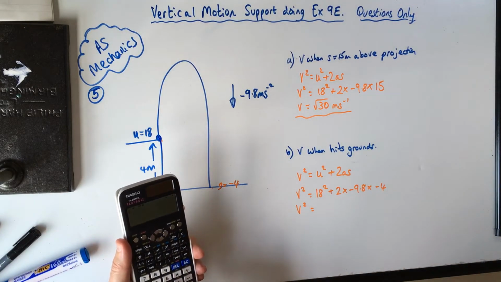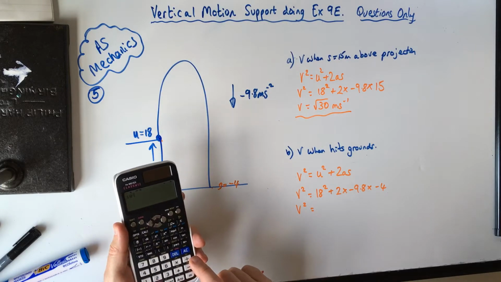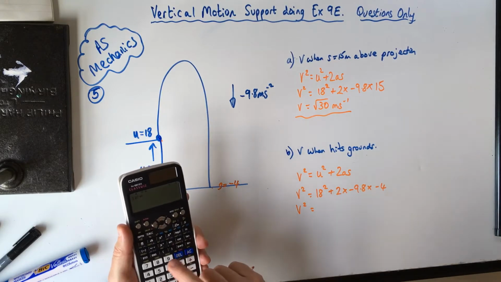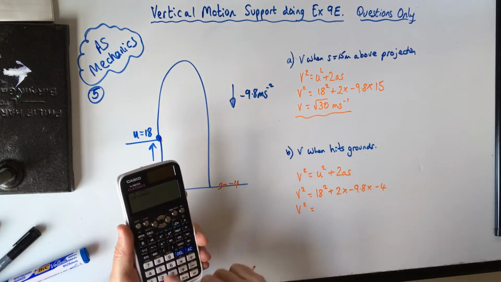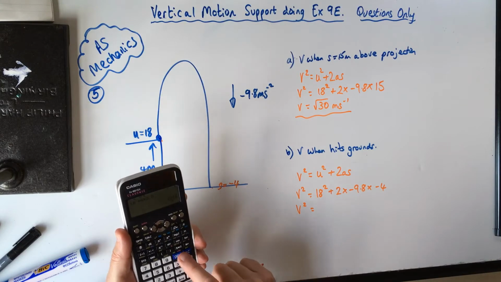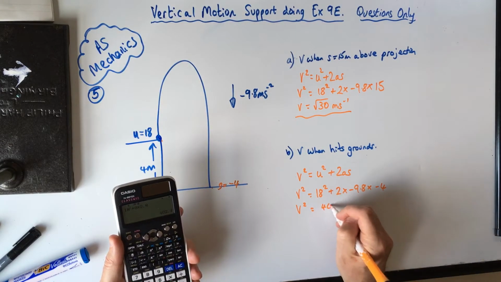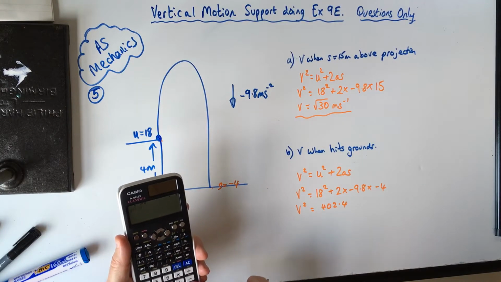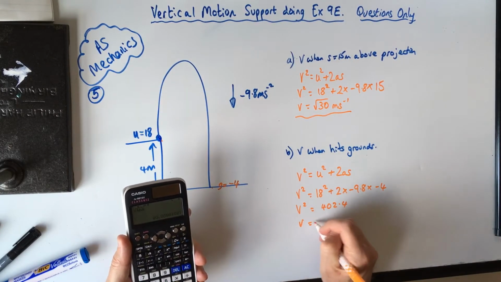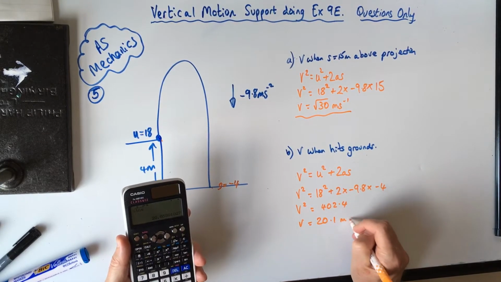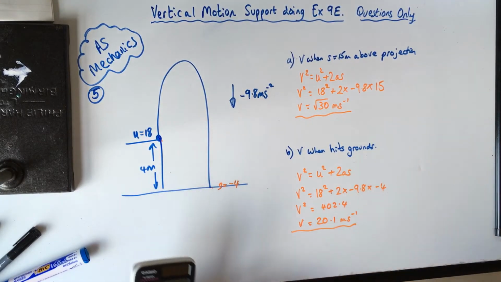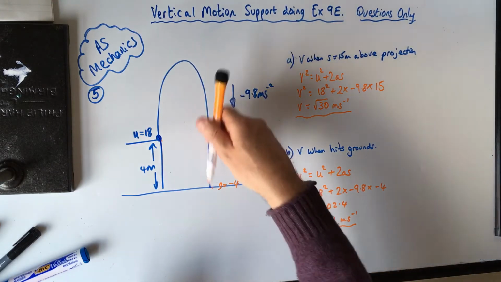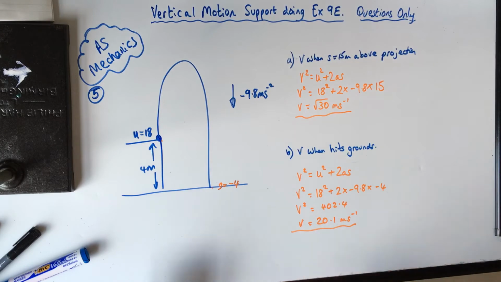So that would be 18 squared plus 2 fours are 8, 8 times 9.8, quick way of doing it, is equal to 402.4, and square root that, and that gives you the answer. So the velocity is 20.1 meters per second. Okay, and remember you get a plus or minus answer when you square root it, and it's the minus that you want because it's going down, but you don't put that into your answer there.